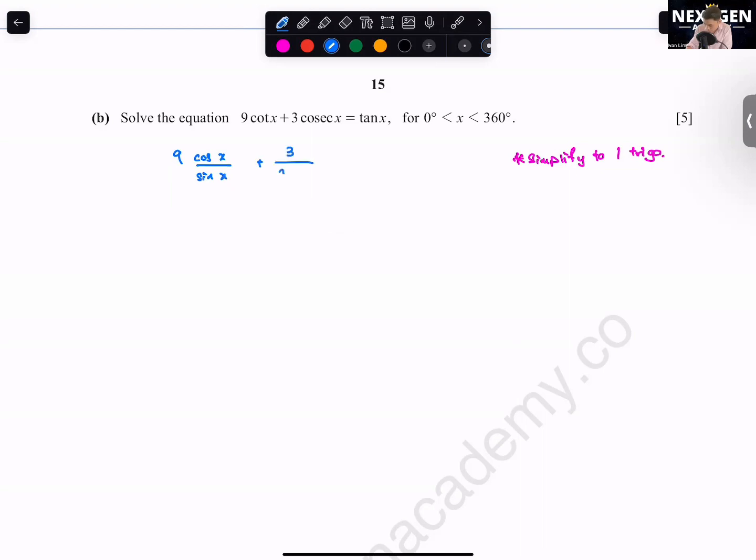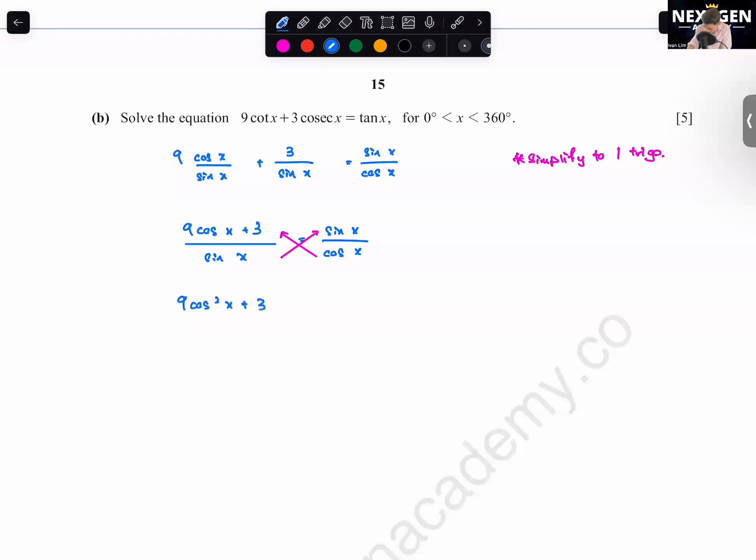Cosec, 1 over sine x. Tangent, sine x over cos x. So these two, on the left-hand side, I can join together into one fraction. After I join it into one fraction, let's cross multiply. So here you get 9 cos square x plus 3 cos x equals sine square x.